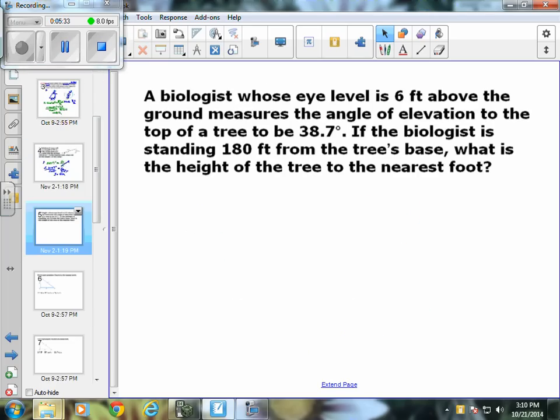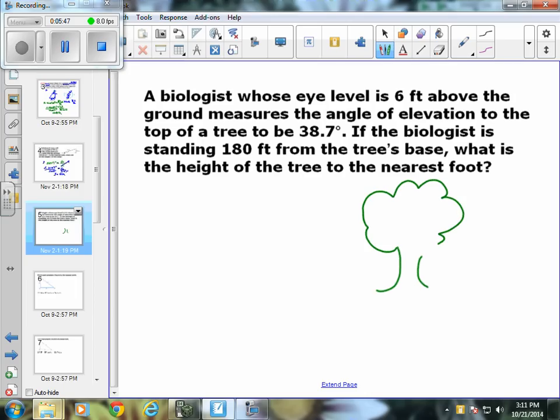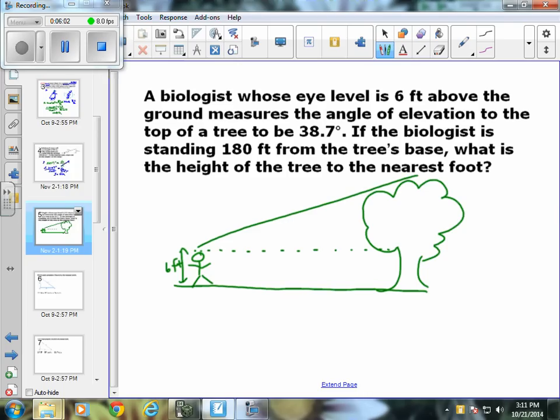Okay, so let's see if we can draw a picture for this one to put this together. So what we're looking at is somebody who's 6 feet tall, and they are measuring the angle of elevation to the top of a tree. So I'm going to go ahead and draw a picture. So I'm going to draw a lovely tree. You guys can draw yourself a lovely tree here. And this biologist is standing somewhere over here, and he's 6 feet tall, or that's where his eye level is. And he's sighting to the top of the tree an angle of elevation of 38.7 degrees. So from his eye level, that's how tall he's sighting it.